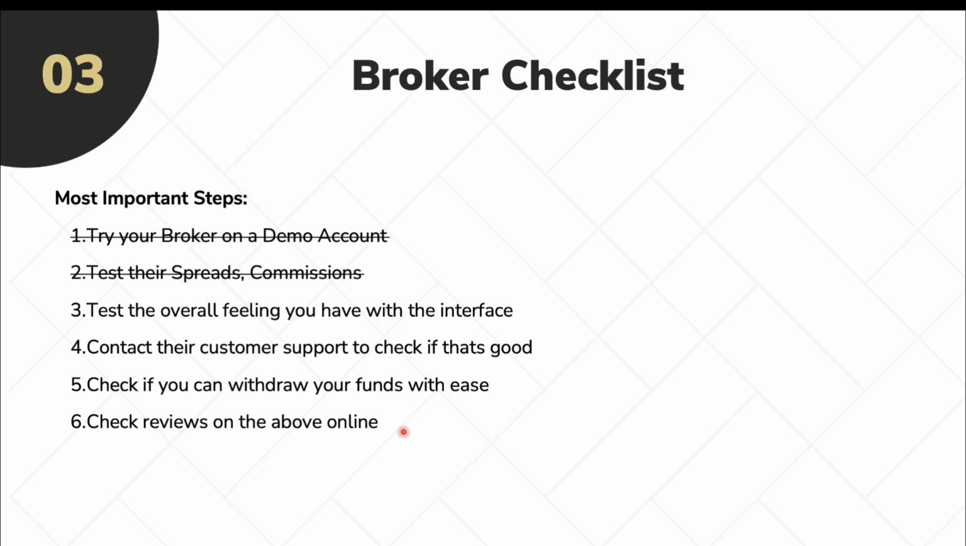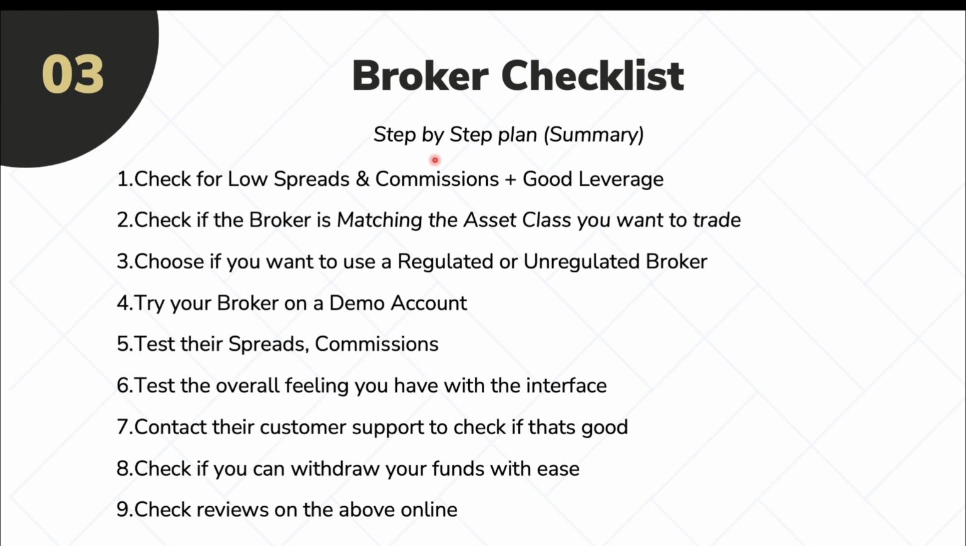So if you put this all together, then you go over the step-by-step summary. First of all, check for low spreads and commission together with high leverage. Check if the broker is matching the asset class you want to trade. Choose if you want to use a regulated or unregulated broker. Try your broker on a demo account. Test their spreads and commission. Test the overall feeling. Contact their support. Check if you can withdraw your funds with ease. And check reviews online. And if every one of the 9 steps is a green light, then you definitely should choose that exact broker.